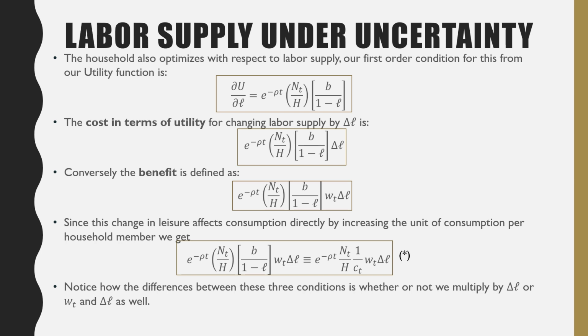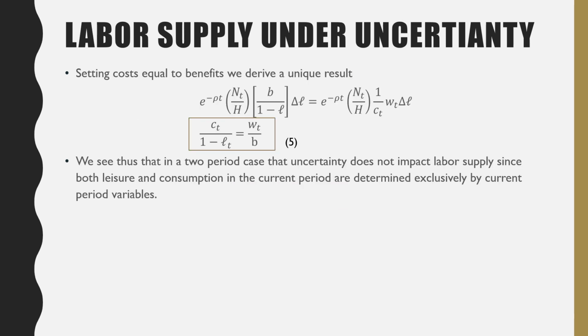So since this change affects consumption directly, the unit of consumption per household member, we get this equation, which is our third equation from the top, equivalent to our first order condition from consumption times W and delta L. Notice how the difference between these top three conditions is whether or not we multiply by delta L or by WT and delta L. That's just a useful heuristic for identifying what are the benefits and what is the cost. So setting these costs equal to benefits, we derive a really unique result. This is our result boxed in over here.